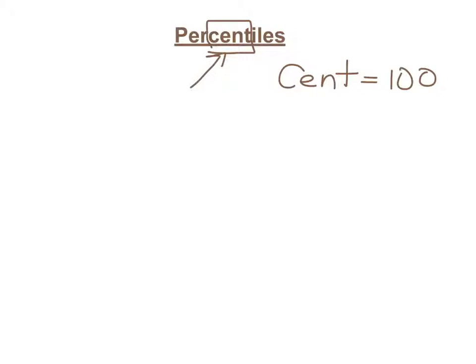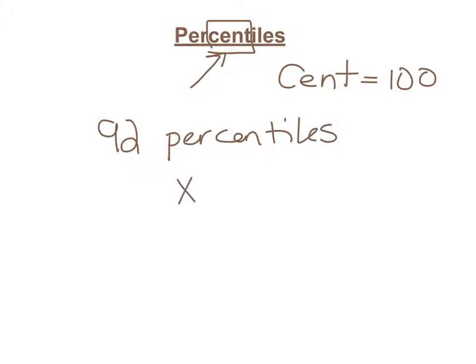Percentiles are used all the time. When you get your ACT and SAT, they say you're in the 92nd percentile. That means if someone says you're in the 92nd percentile, you scored better than 92% of all the people that took the test. So you are in the 92nd percentile.